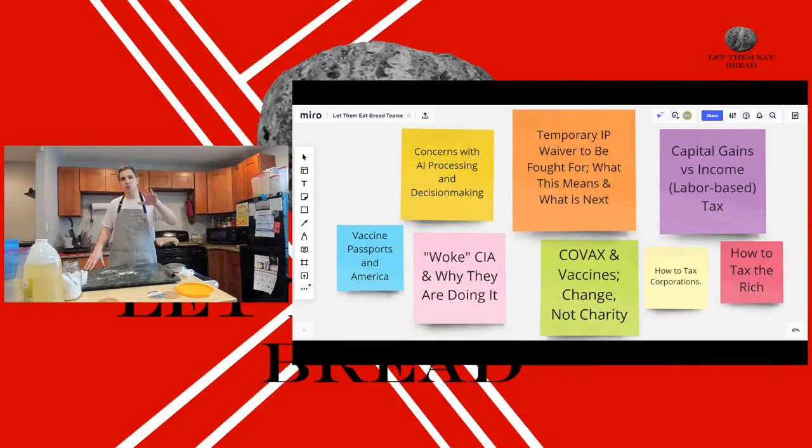What is the difference between labor-based income tax, so income tax, and capital gains tax? So you probably have a decent idea, if you're a working person, of what labor tax is, right? So you work for a company, you get your paycheck, there's a whole set of line items where you get your Social Security tax taken out, your Medicare tax taken out, your state tax taken out, your municipality tax taken out, right?